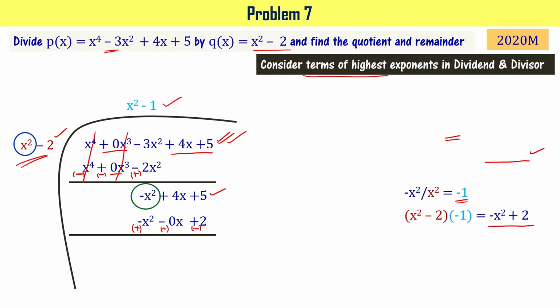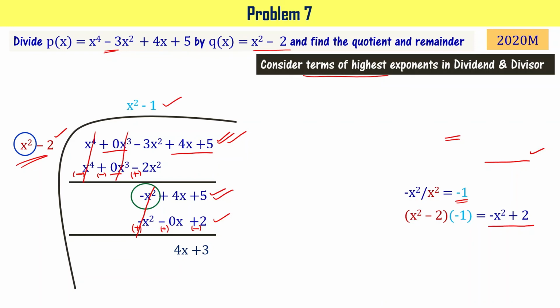Now we sum these two expressions term by term. Minus x square plus x square, this can be cancelled. Plus 4x plus 0x, this is 4x. 5 minus 2 is 3. So I can write it as 4x plus 3, right?